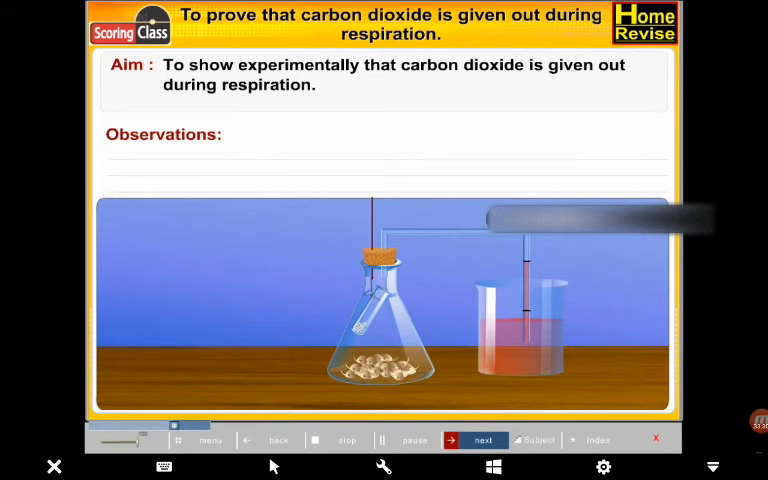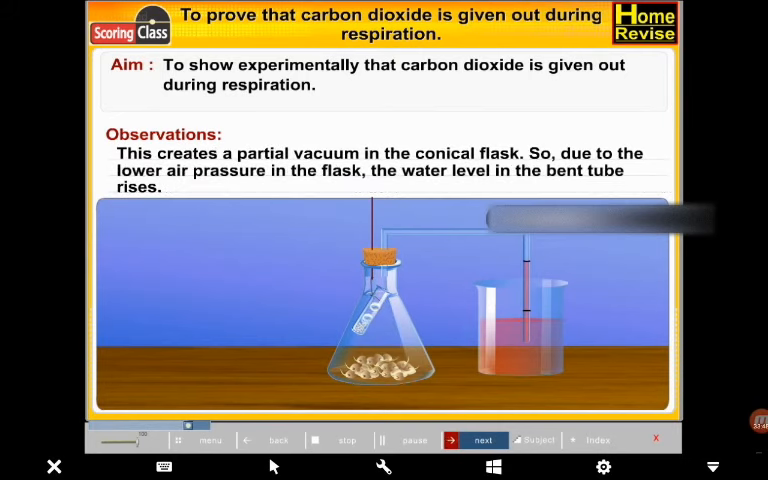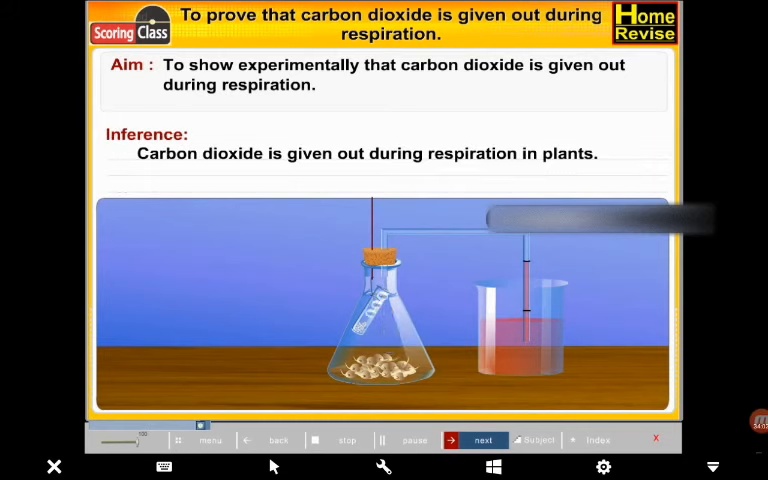Observations. CO2 evolved during respiration of germinating seeds will be absorbed by KOH pellets. As KOH is hygroscopic in nature, it absorbs CO2 which is liberated during the respiration of gram seeds. This creates a partial vacuum in the conical flask. So, due to the lower air pressure in the flask, the water level in the bent tube rises. Inference: carbon dioxide is given out during respiration.